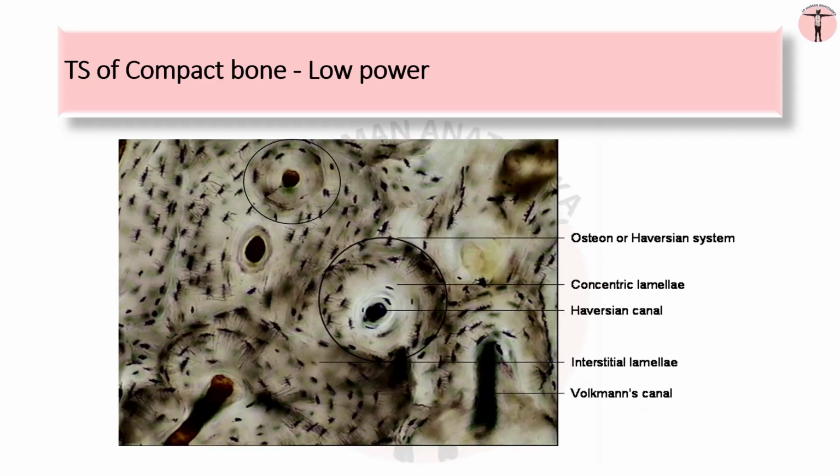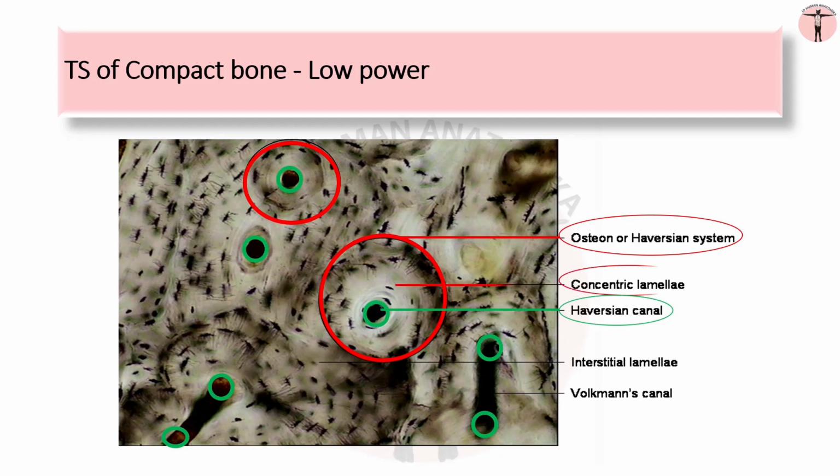This is the photograph of the transverse section of compact bone as seen under the low power of the microscope. The previous section was under the scanner. All the features as seen under the scanner are observed even in the low power view. Many osteons or Haversian systems can be identified with the Haversian canals in the center. Concentric lamellae can be observed surrounding the Haversian canals. In between the Haversian systems, interstitial lamellae is seen. Sometimes, very rarely in the transverse section, connection between two Haversian canals can be observed if the plane of section passes exactly at the level of connection, which is the Volkmann's canal.